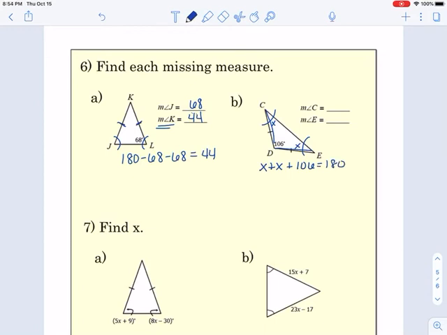You don't have to write an equation. You could have just taken the 180, got rid of the 106, and then divided by 2. It's completely up to you. When I subtract the 106 from both sides, I'm going to combine them. X plus X is 2X, and 2X is going to equal 74. Divide both sides by 2, and X is going to equal 37. So both the measure of angle C and E will be 37 there.